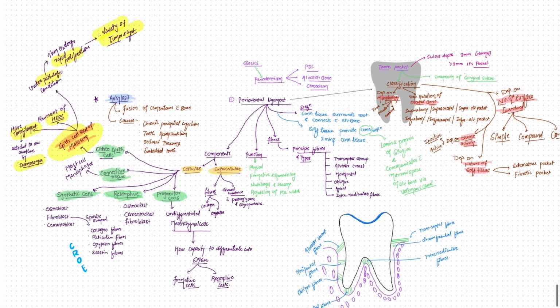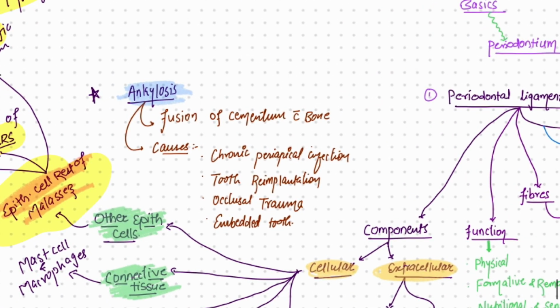Now, one basic concept is ankylosis. What is ankylosis? Fusion of cementum with the bone. Okay, fusion of cementum with the bone. It means it is ankylosis. When cementum fuses with the bone, it's ankylosis. Its causes can be chronic periapical infection, tooth reimplantation, occlusal trauma, or embedded teeth.